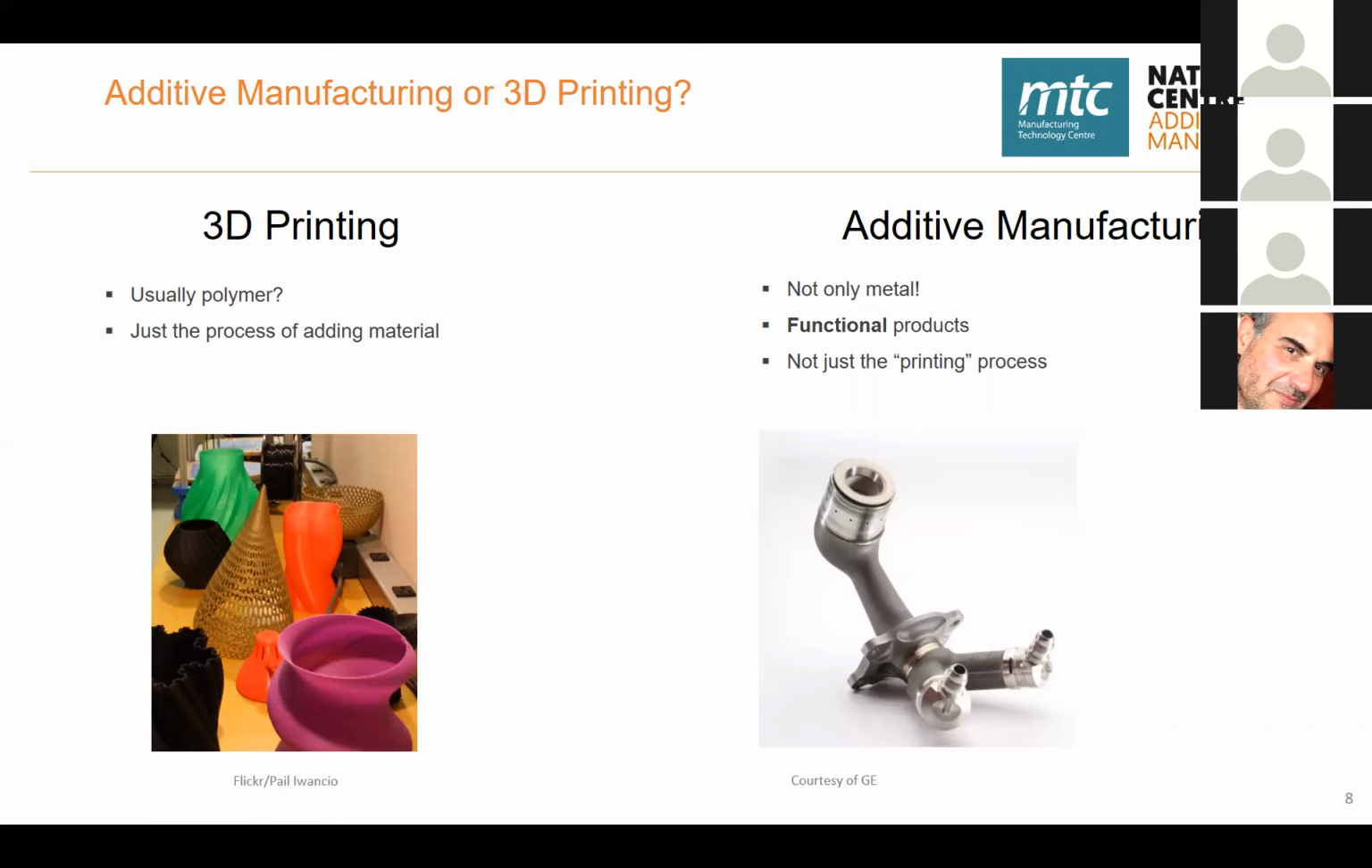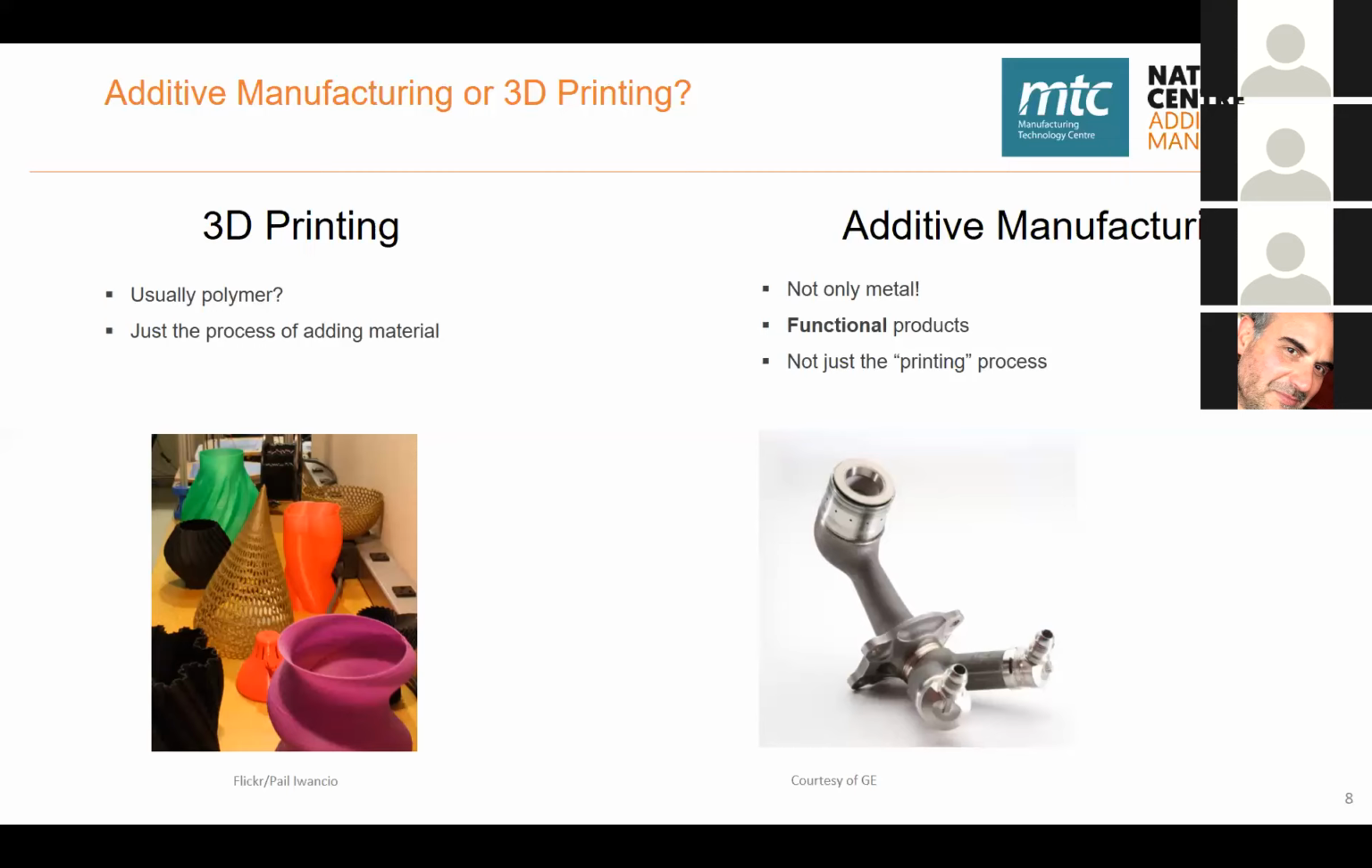Then when we talk about additive manufacturing, it doesn't matter if we are adding material or subtracting, we are producing a product. So additive manufacturing is not just metal. Usually when you search on Google for additive manufacturing, most of the images that you can find are metal. But really, polymers and ceramics are a growing area where we are getting more and more capabilities, and we can use them for functional products.